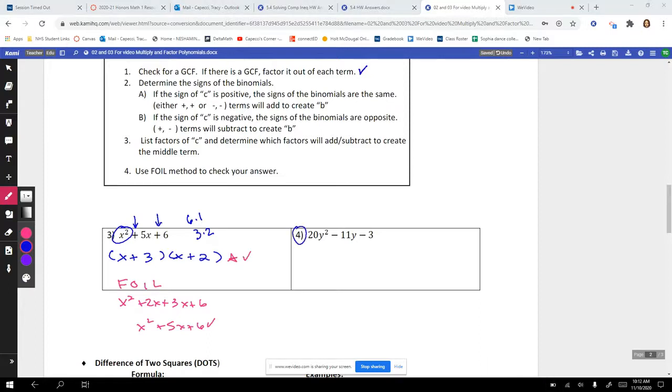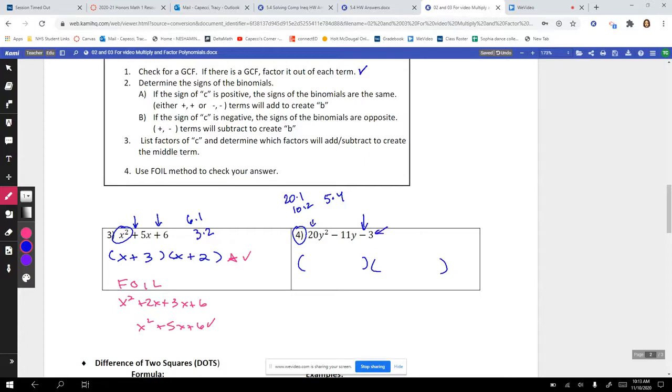Moving on to number 4, this time our signs are going to be opposite. So I'm going to set up my parentheses. Now I don't know where that plus and minus are going to go yet, so I'm just going to hold off on that. Factors of 20 in the beginning, that's going to be tough. So it's either going to be 20 and 1, 10 and 2. I might also use 5 and 4, because I don't know which factors I'm going to use yet. I'm just going to wait. I'm not going to put those in.